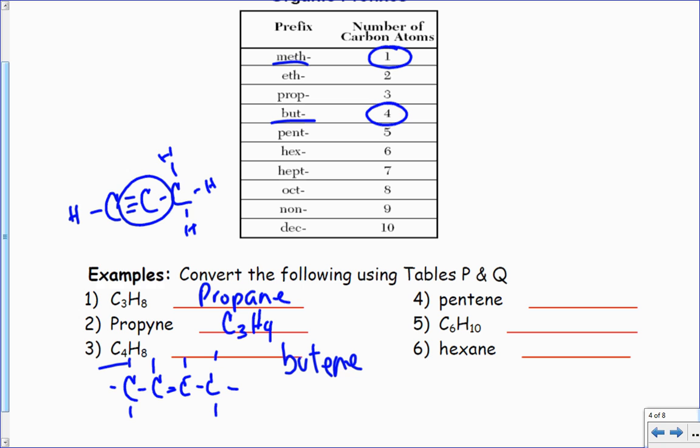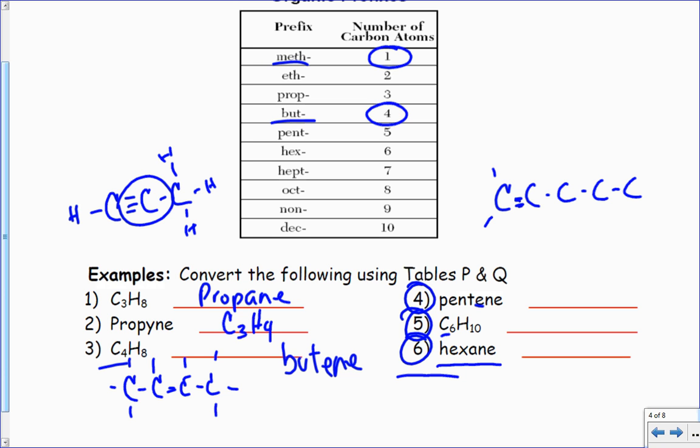Why don't you come back and do 4, 5, and 6. 6 you can do here because it's an ane. The enes, I want you to do at the end. How about I just do them now? You do the ane, I'll do these. Pent. Pent is 5 carbons. 1, 2, 3, 4, 5. And it's an ene, but I don't know where the double bond is, right? But there's got to be probably 1 here.